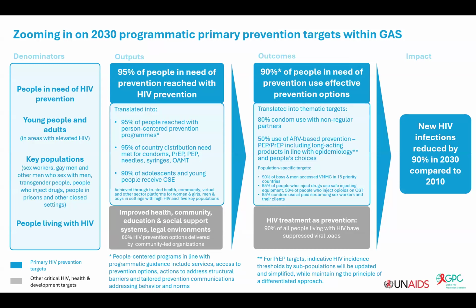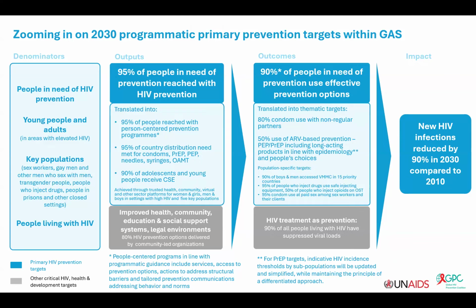Now, Eleanor already showed you the overall targets in 6 areas, 16 top-line targets in the global AIDS response. One of them was 90% of people in need of HIV prevention using effective prevention options, and that is the target that you see here in the third column. And in order to achieve that target, which is the headline target for primary prevention, we need the prevention denominators. Typically, those are young people and adults in geographies with elevated HIV, and then key populations: sex workers, gay men, transgender people, people who inject drugs, people in prisons, across different geographies.